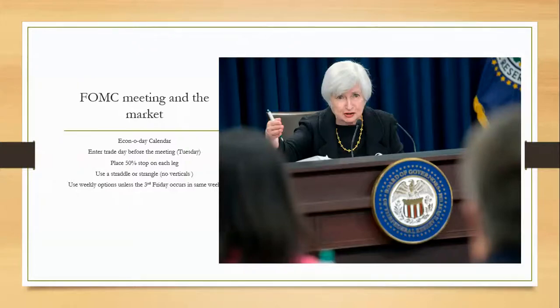FOMC meeting in the market. So basically, go to the economy calendar and find out when the FOMC is meeting. And again, there are other indicators there, and I'm going to go through each one of those to show you which market you can actually trade with an ETF that'll give you the same results, or close to the same results, as we just went over with the S&P 500. Enter the trade the day before the meeting. That's Tuesday. And again, if you're in California, at Tuesday lunchtime, you need to get your smartphone and enter the very simple trade.